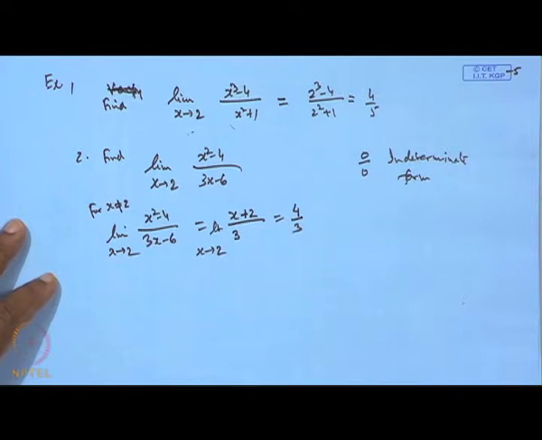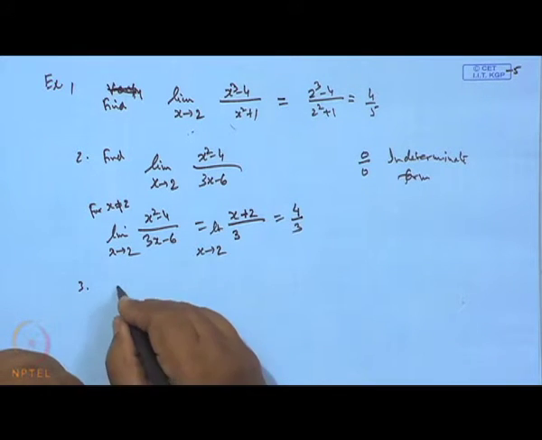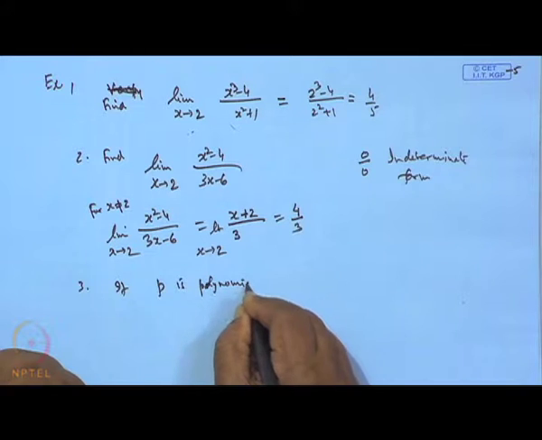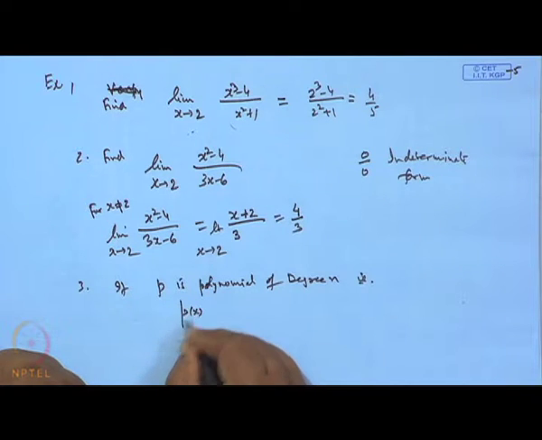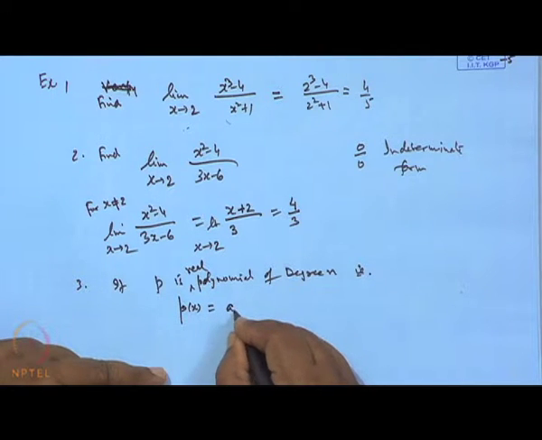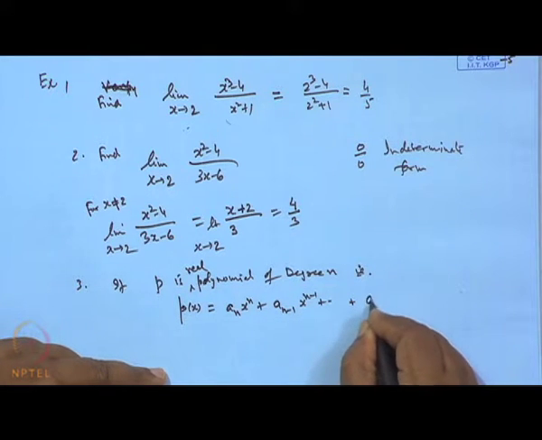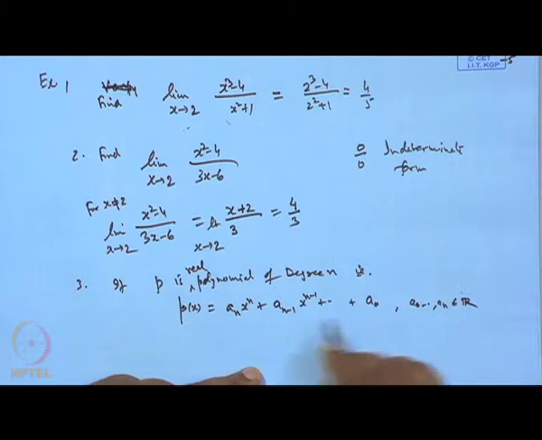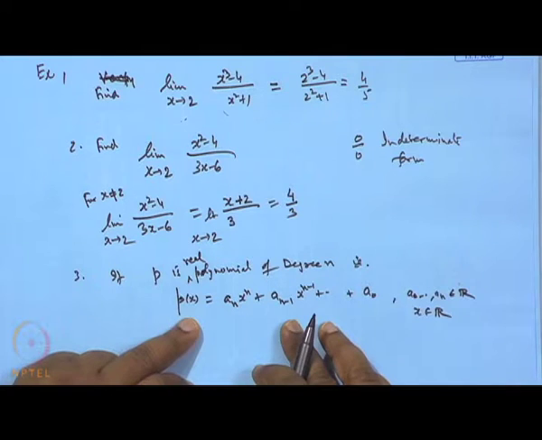Now, third is, suppose p is a polynomial, if p is a polynomial of degree n, that is p(x) is of the form of a real polynomial of degree n. So, it is of the form, say, a_n x to the power n plus a_(n-1) x to the power n minus 1 plus ... plus a_0, where a_0, a_1, a_2, ..., a_n are all real numbers. Okay. x belongs to R. So, p(x) is a polynomial of degree n.